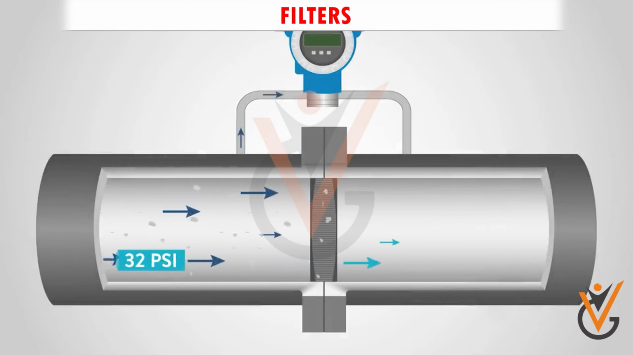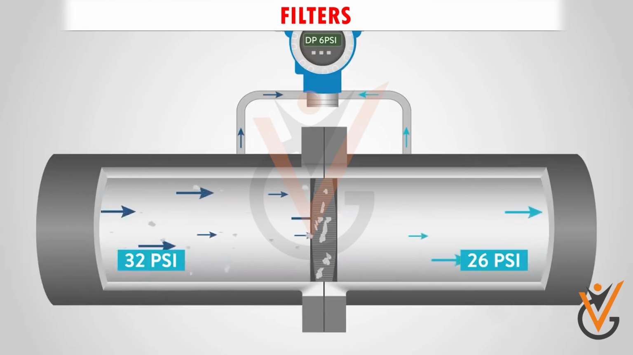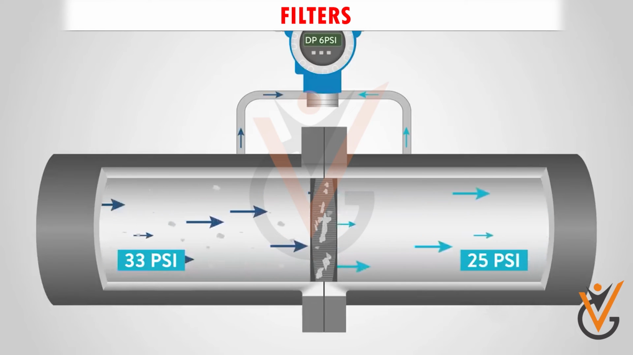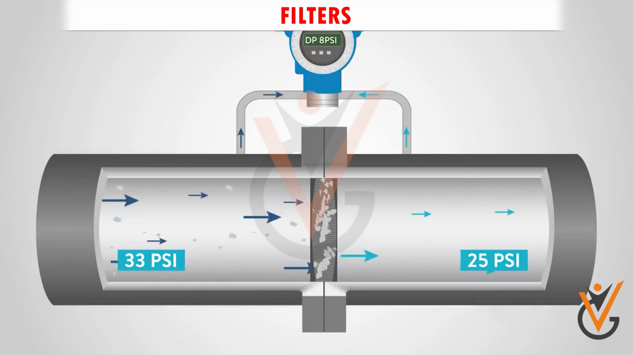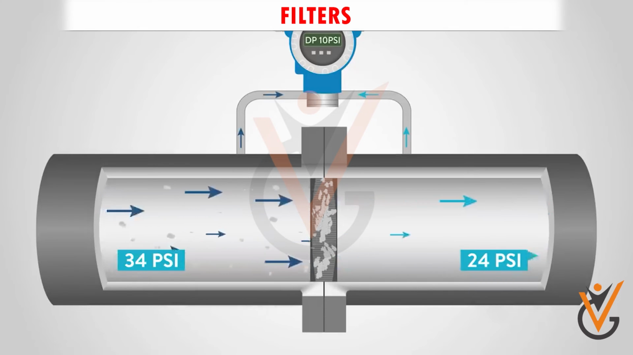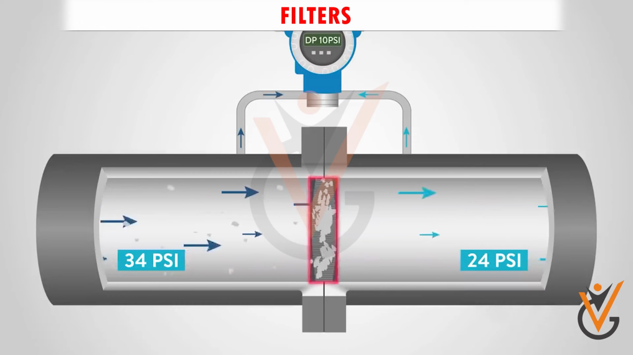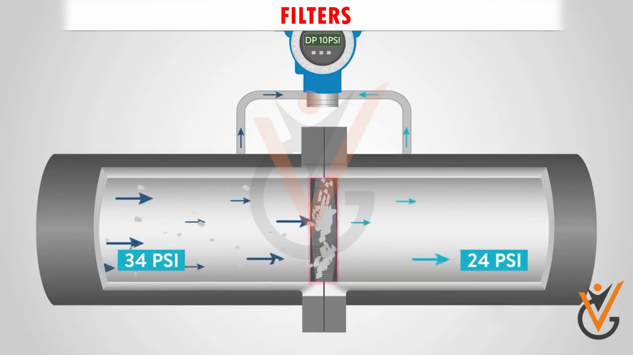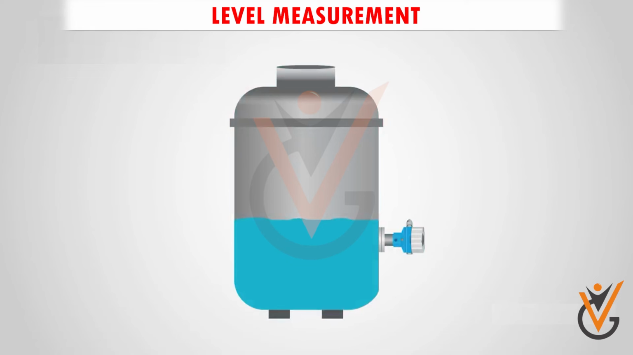Filters. Pressure sensors are also installed next to filters in ship. If the filter begins to clog, the flow will decrease. As the flow of the liquid decreases, pressure can increase or decrease depending on which side of the filter is monitored. If you monitor the pressure, it will give you a simple indication that the filter is clogged and needs to be cleaned or replaced.